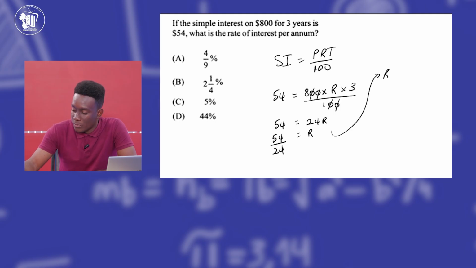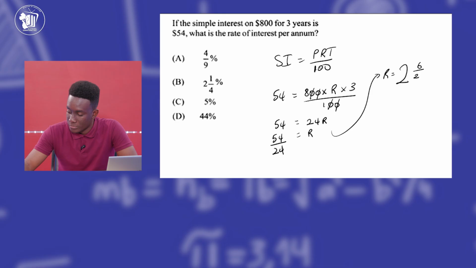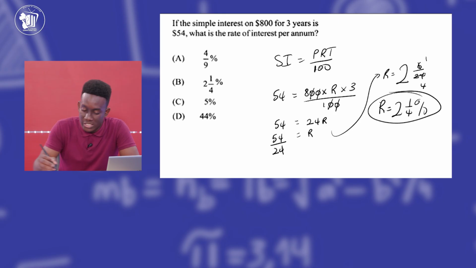So R would be equal to 24 can go into 54 2 times. So 24 times 2 is 48. We'll have a remainder of 6 over 24. And this will break down to 6 into 24 would be 4. So the rate would be equal to 2 and 1 over 4 percent, which is simply B.